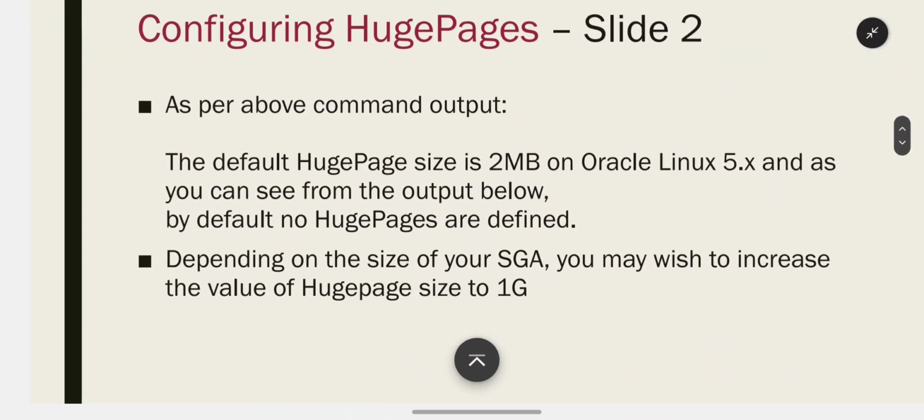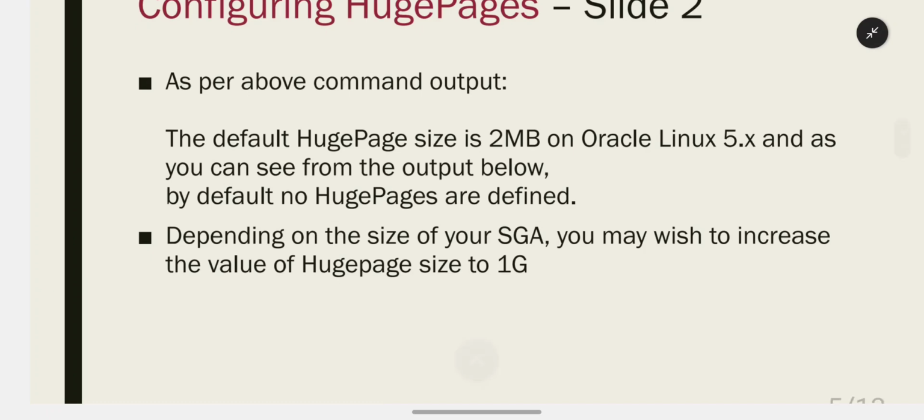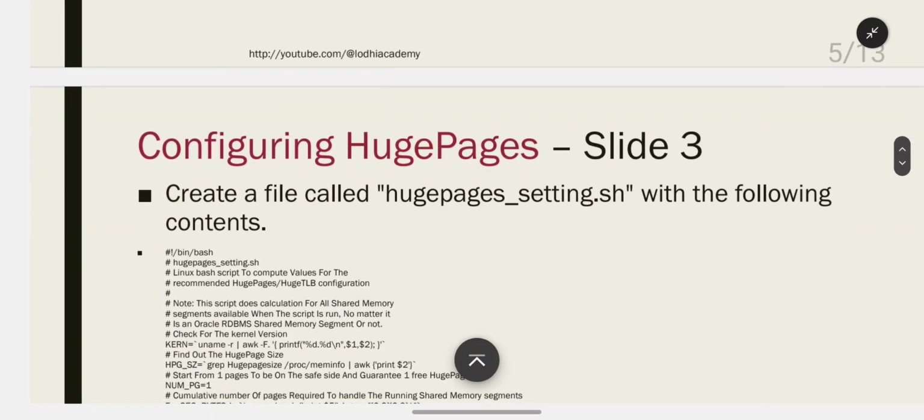Configuring huge pages, slide 2. As per the above command output, the default huge page size is 2 MB on Oracle Linux 5, and as you can see from the output, by default no huge pages are defined. Depending on the size of your SGA, you may wish to increase the value of huge page size. So here we will increase it to 1 GB.